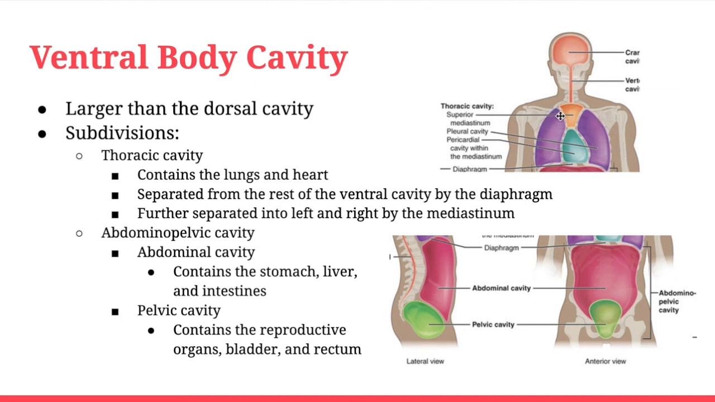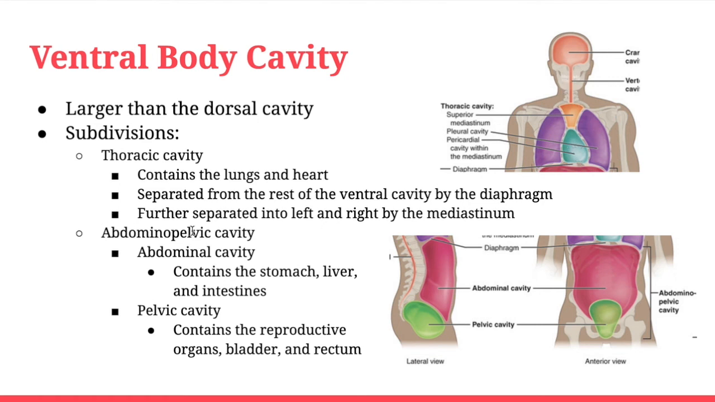It is separated from the rest of the ventral body cavity by the diaphragm. The diaphragm would be right here, or we can even see down here where it's labeled. So the thoracic cavity is separated by the sheet of muscle, which is the diaphragm. And then the thoracic cavity itself can also be further divided into left and right by an area in between called the mediastinum.